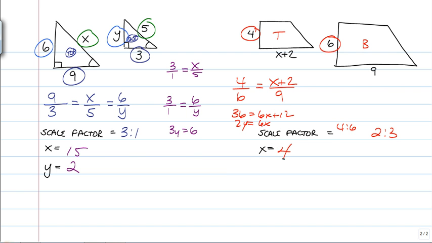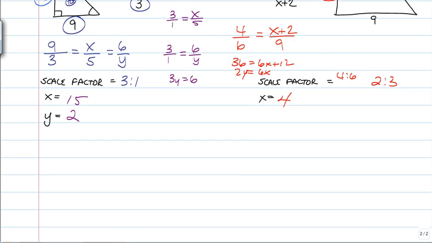All right, and that's it for that example. If you got that right, you're doing pretty good. Last example.